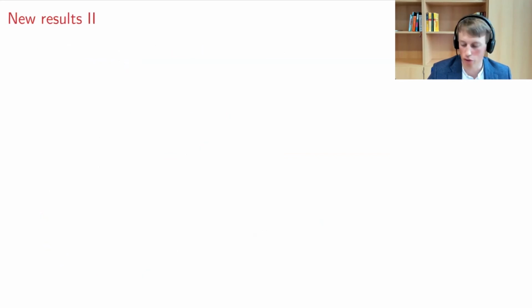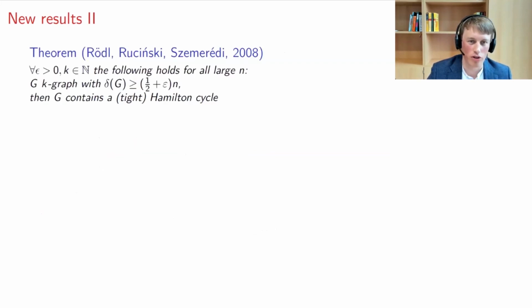Okay, so this was the proof. If you got lost, then you can join in here now. Let's revisit Rödl–Ruciński–Szemerédi. Now I spelled out every epsilon and k. So for every epsilon and every uniformity k, something holds for all large n. And what is that? If the minimum (k-1)-degree is at least 1/2 plus epsilon, then you have a tight Hamilton cycle.